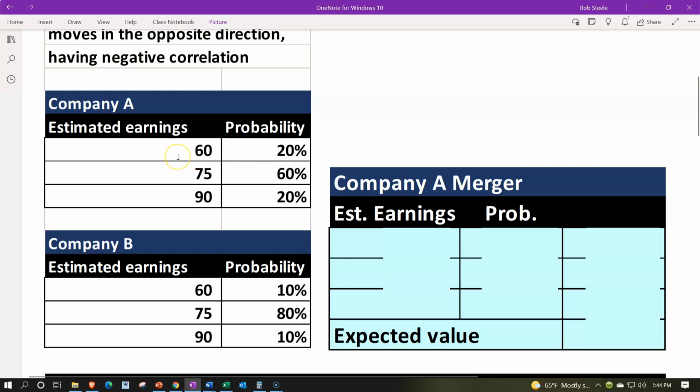So we're going to imagine with company A, the estimated earnings are going to be 60 or 75 or 90. So we can imagine a situation where we think, well, if it goes not so good, 60. If it goes well or average, maybe what we expect, 75. And if it goes better than we expect, like 90. And then we're going to say, okay, what are the probabilities that we think each of these is actually going to happen?